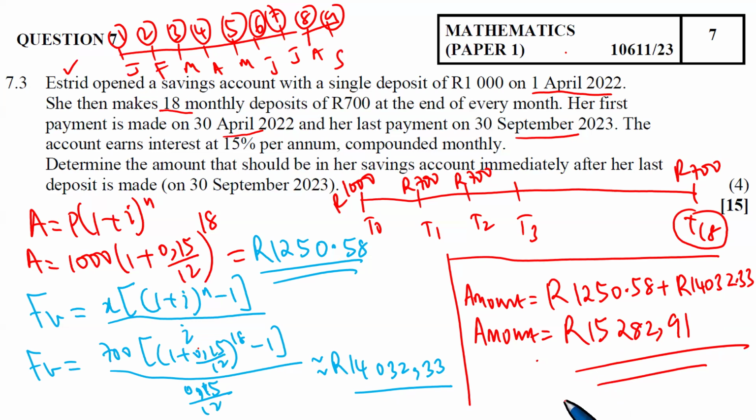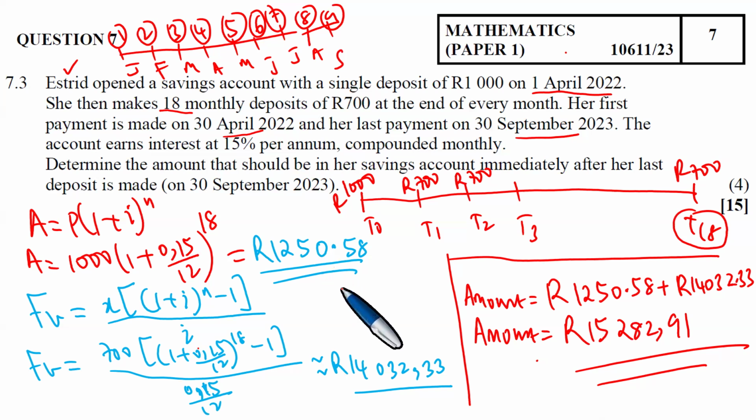Sir? Yes, please. It is important, sir, to start with the equation. Well, it's important to start with the formula, to show that you're using A equals P open bracket 1 plus i to the nth power. You know, it is important.